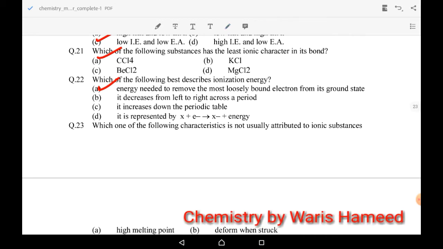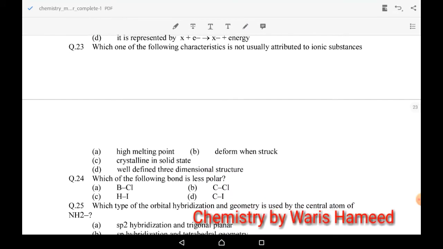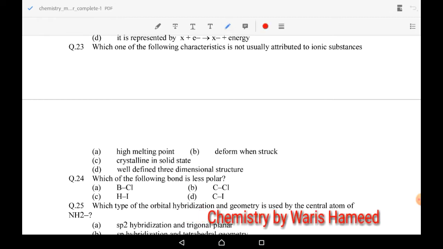Next MCQs. Which one of the following characteristics is not usually attributed to ionic substances? High melting point, it's a correct answer. Next, deform when struck, it's not attributed to ionic substances, so we can mark option B as correct.